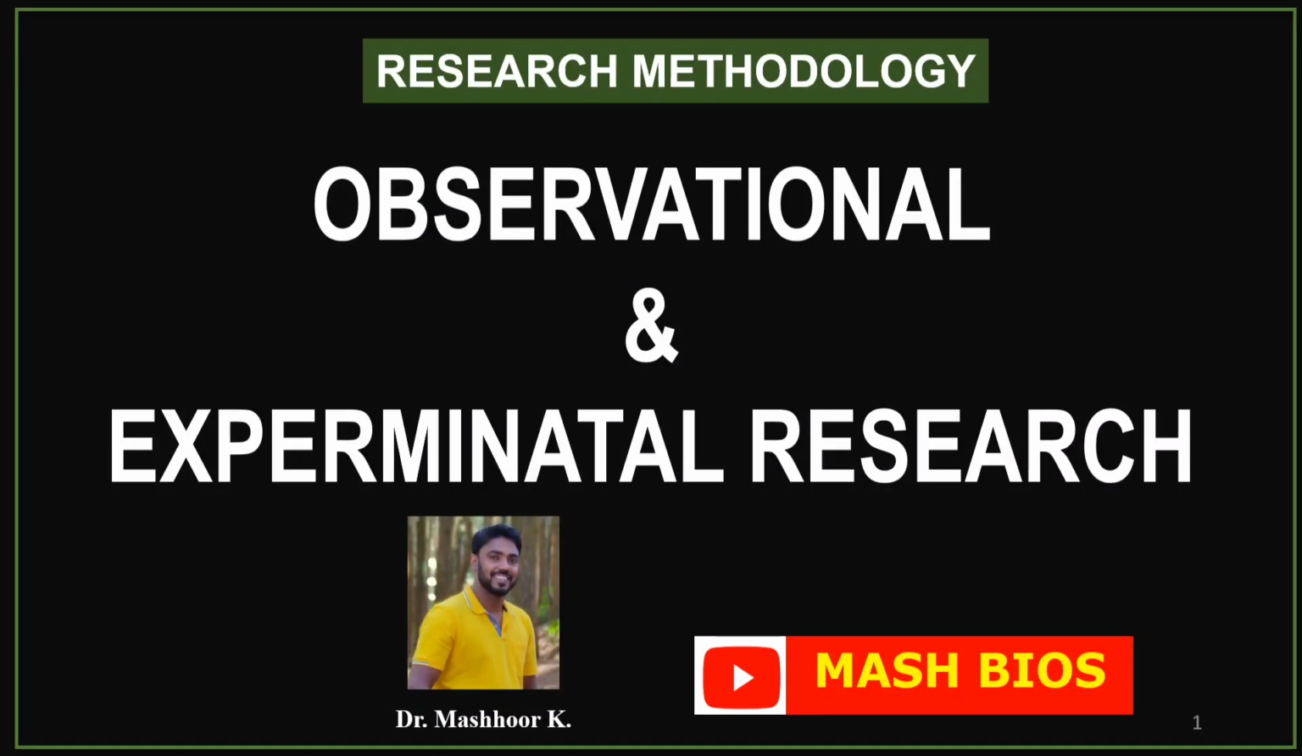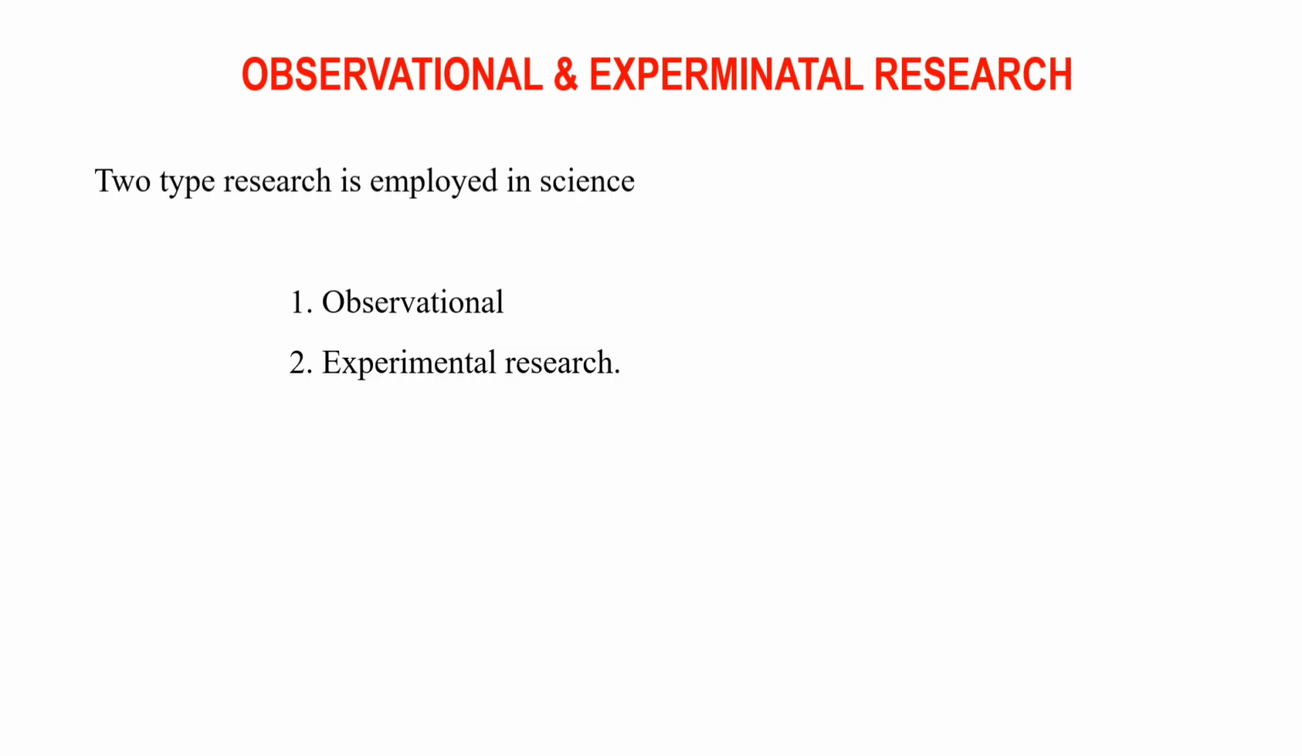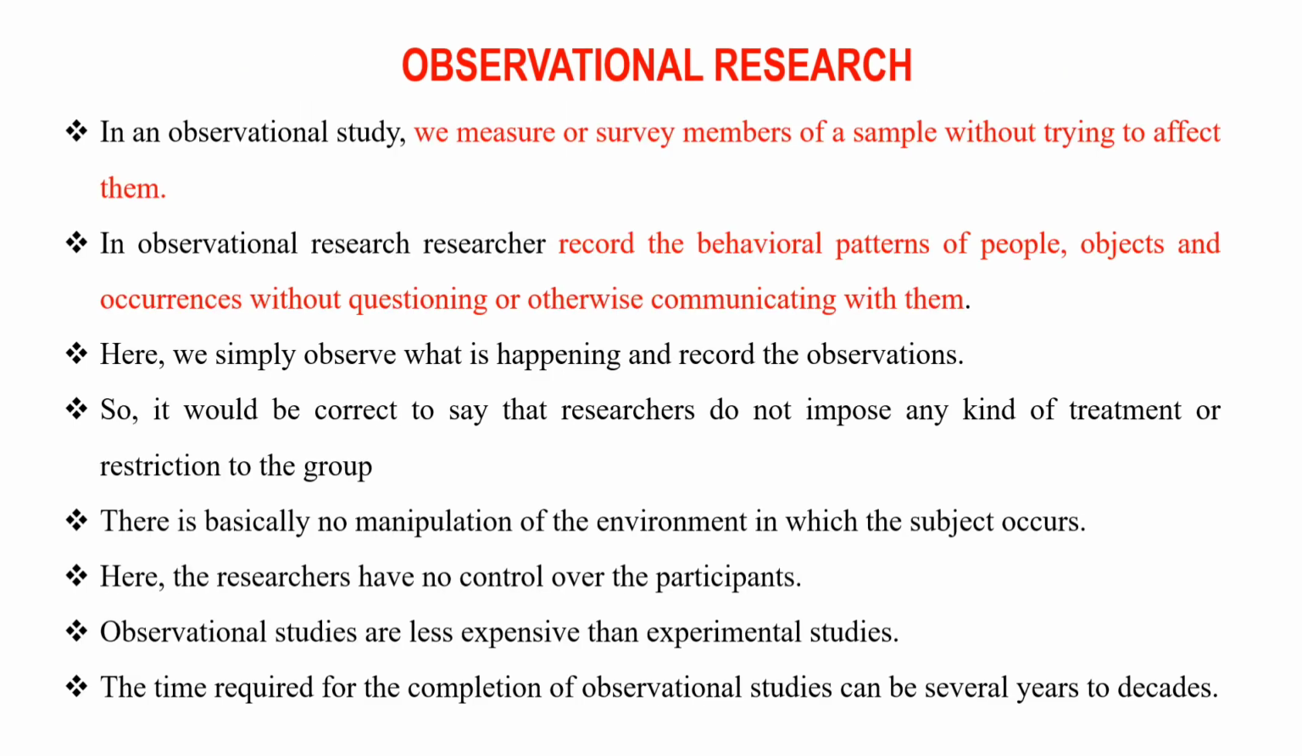Hi dear students, in this class I would like to discuss observational research and experimental research. In science, mainly two types of research are employed: one is observational research and the second one is experimental research. Here we can see each separately. First, we can see the observational research.